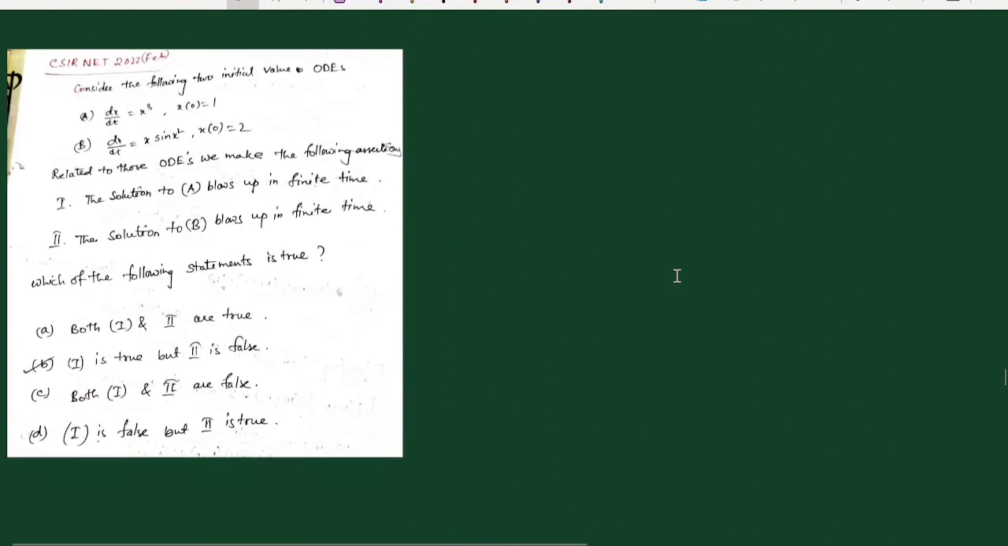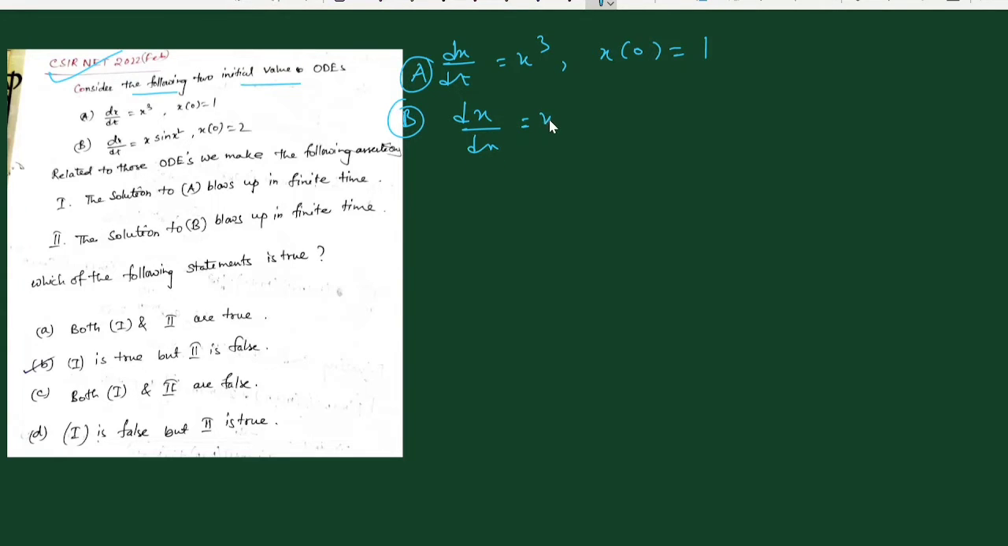Now go to the next question. The question says that consider the following initial value problem: a is dx/dt equal to x cube, and x0 is equal to 1, and the second one, b, is dx/dt equal to x sine x square, where x0 is equal to 2.